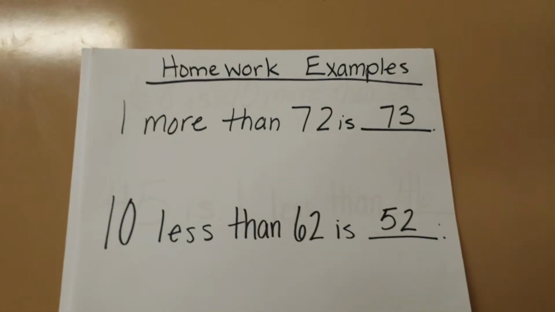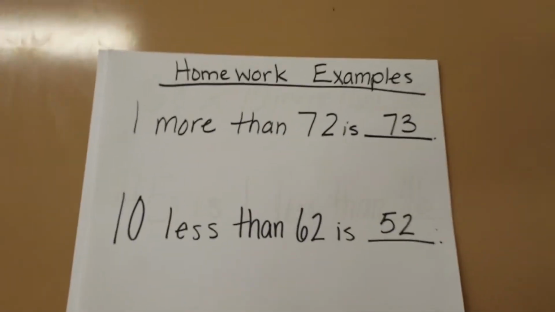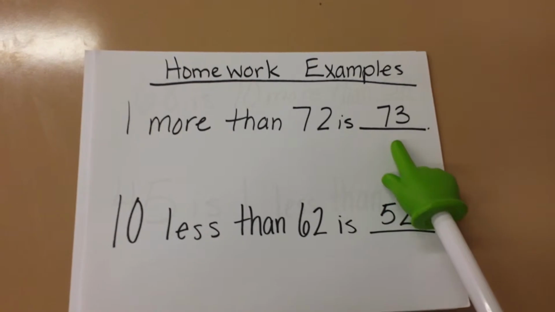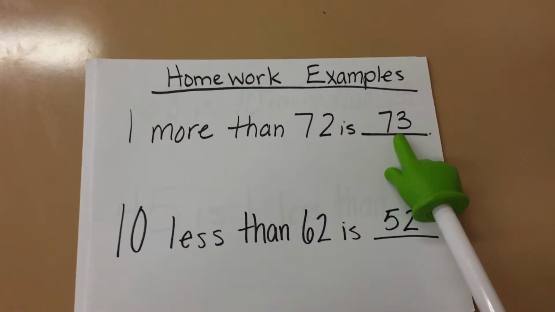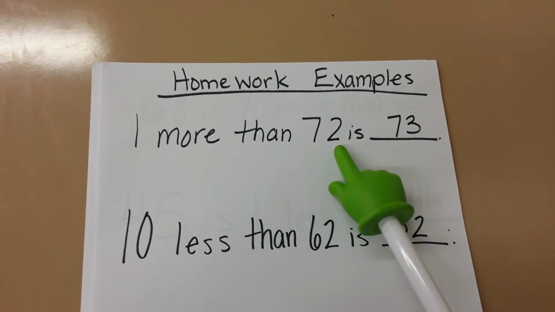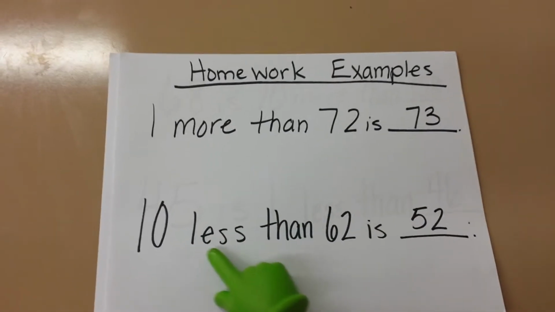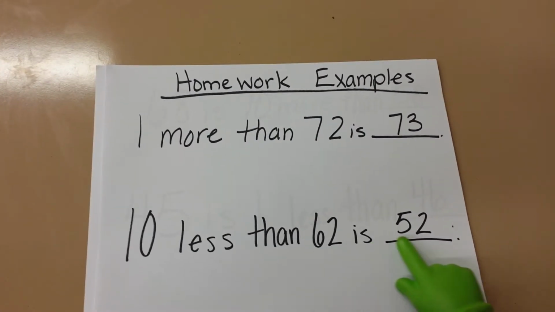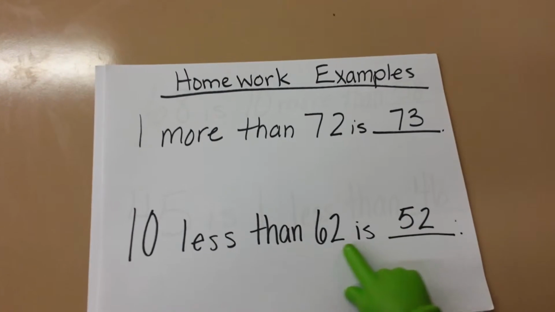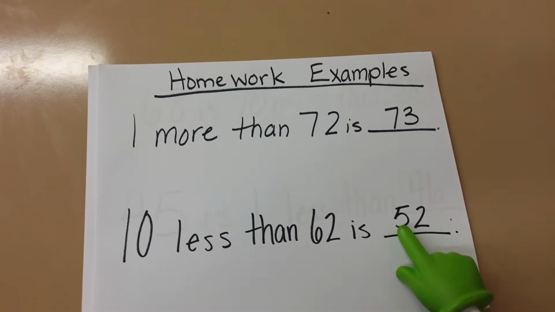Here's some examples of what your child will be seeing on their homework. 1 more than 72 is, the blank is what would have been empty. They would have had to put 73. Because it's 1 more, we changed the ones place up by 1. 10 less than 62 is 52. So you can see our tens place went down by 1.